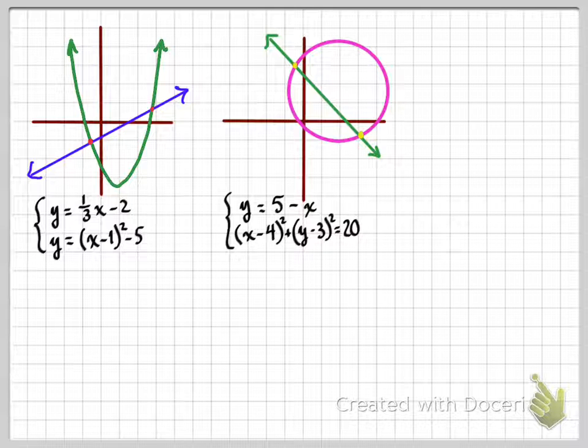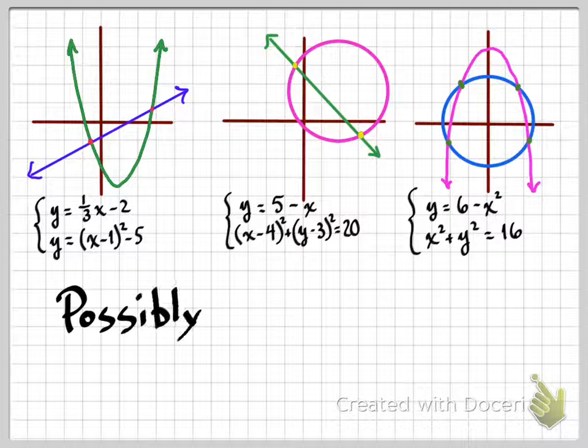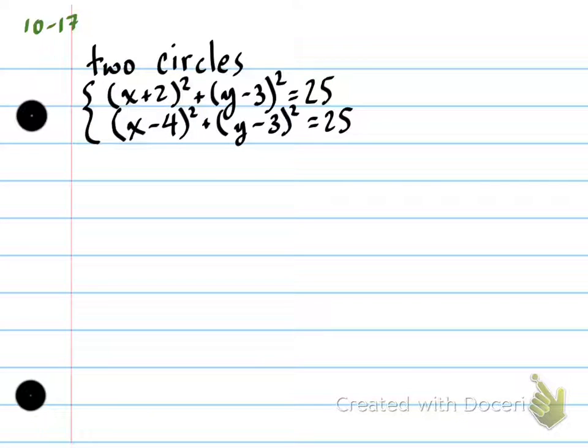They might have only one solution if the line is just tangent to the circle, or they might have zero solutions if the line does not intersect at all. So you could have as many as two, but you could have fewer. Or you could have something kind of crazy like a parabola crossing a circle in four different places. The thing about nonlinear systems of equations is that they always have this possibility of having more than one solution.